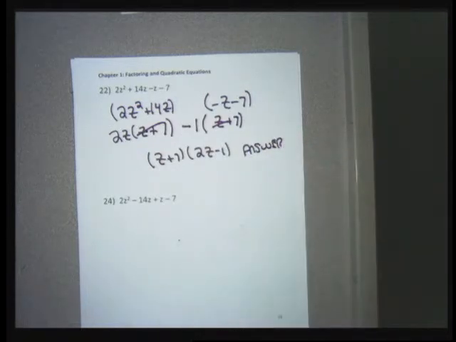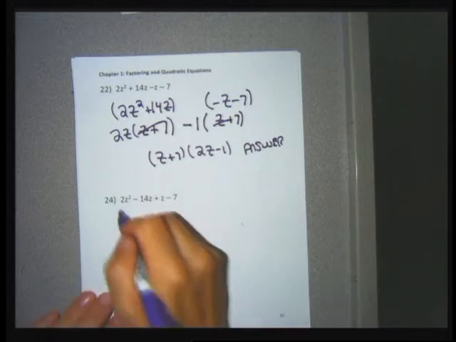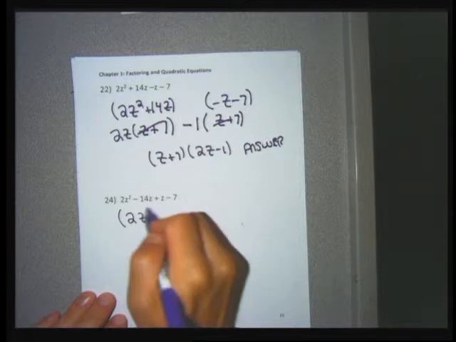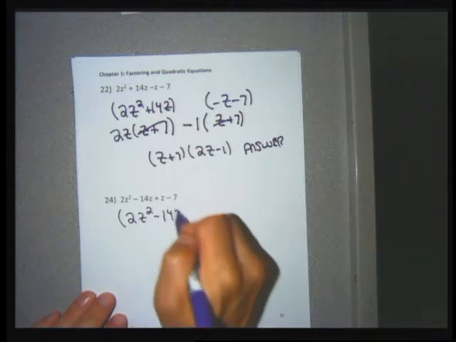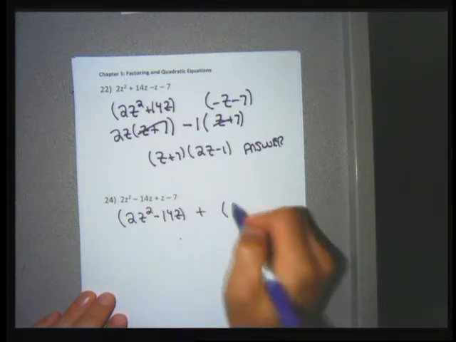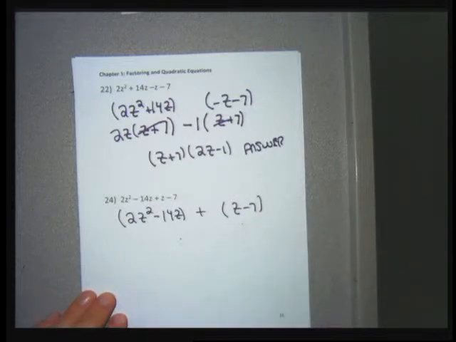So in the first group of problems, I had double pluses and double minuses in my answer. This is the first time where I have a plus and a minus. I don't know how that's going to, well, I do know, but you may not be able to predict yet how that's going to impact 24. So for 24, I'm going to make one group of 2z squared minus 14z, and then plus z minus 7.